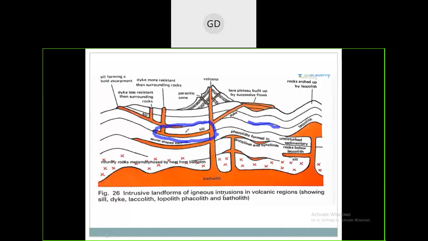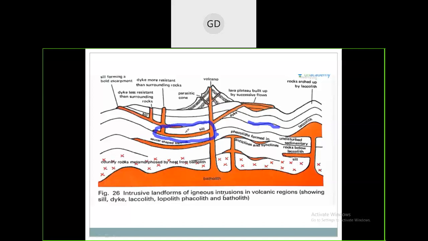So this sill forms when magma is injected and pulled along, or between, or parallel to the bedding planes. So along or between the bedding planes, the sills are being formed. And the thickness of the sills is very small. That is a characteristic, the thickness is very small compared to their width and length.